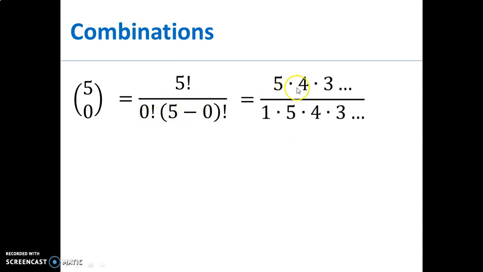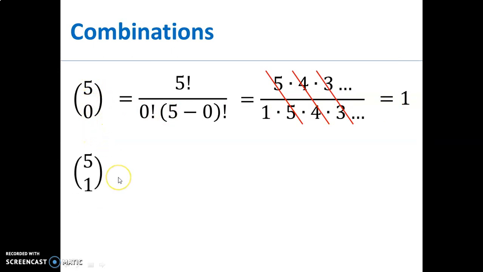So on top we have 5 times 4 times 3 dot dot dot. That means just times 2 times 1, right? On the bottom, 0 factorial is 1. And then here's 5 minus 0, which is 5 factorial. So 5 times 4 times 3 times 2 times 1. I'm not writing it all out, because what happens now is you have these ones cancel. So the 5's cancel, 4's cancel, 3's cancel, and then the 2 and the 1, those would cancel also. And what are we left with? Well, we're left with, on top, when these cancel, those turn into 1. So we have 1 over 1, which is just 1. So that's the answer to that one. 5 choose 0.